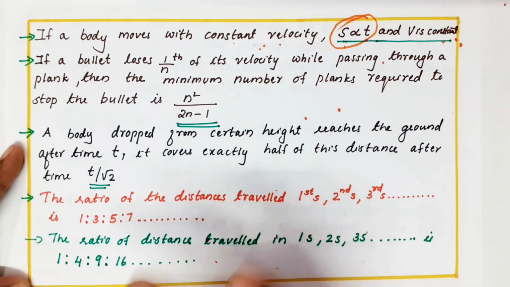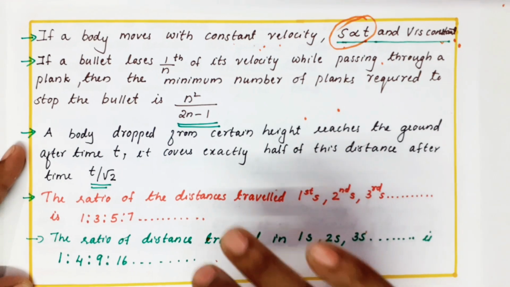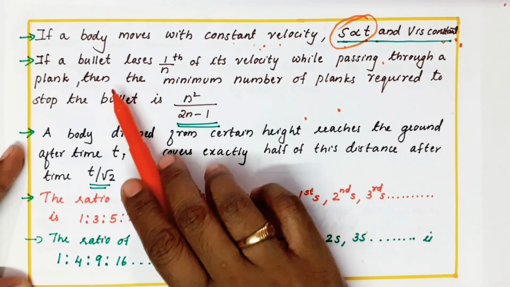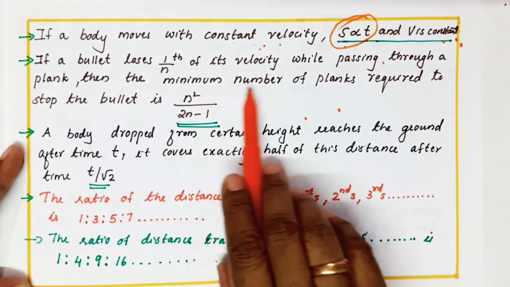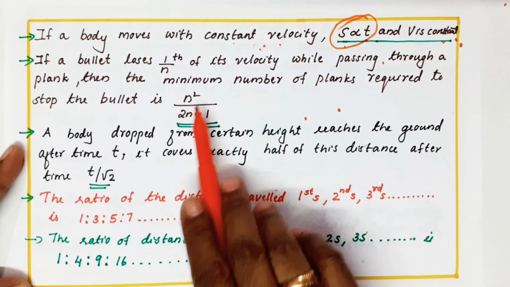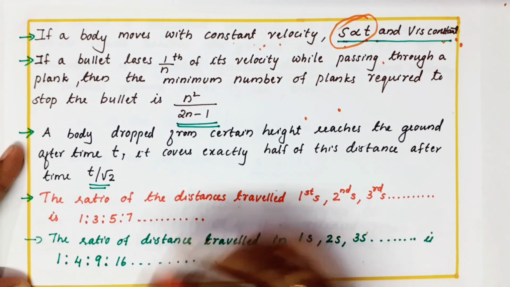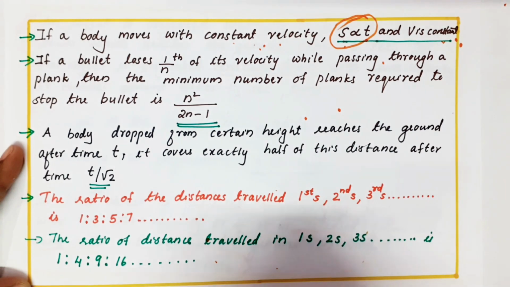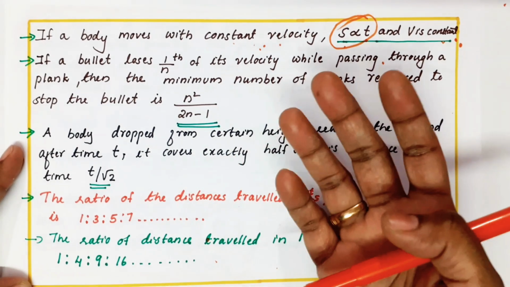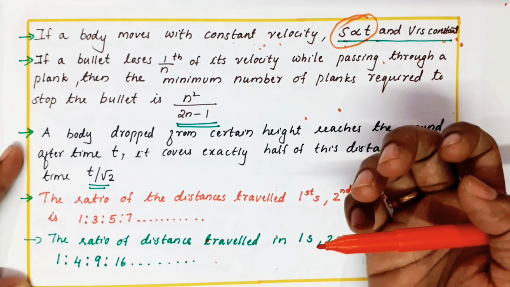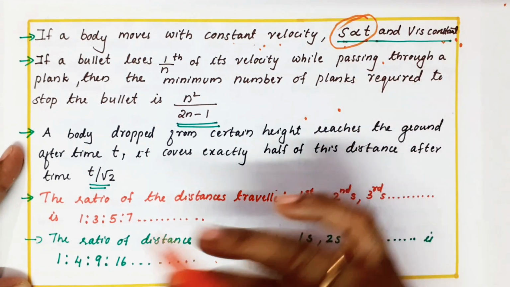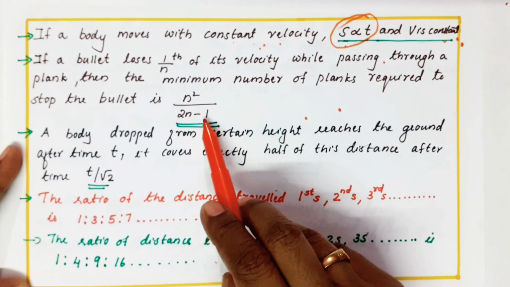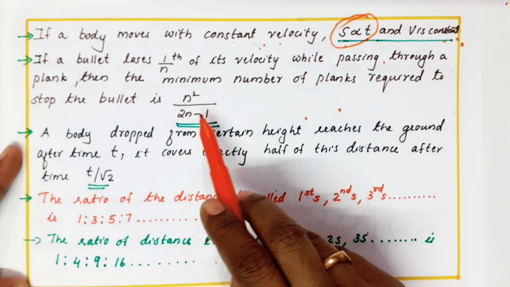This question you can do in the long method, but there is a shortcut. If a bullet loses 1/nth of its velocity while passing through a plank, then what is the minimum number of planks required to stop the bullet? Questions will be like this: a bullet of velocity u passing through a plank loses half of its velocity, or it loses 1/8 of its velocity. Like that questions will come. They will ask how many planks are required to stop the bullet. For those types of questions you can use the equation n square by 2n minus 1. N square by 2n minus 1.